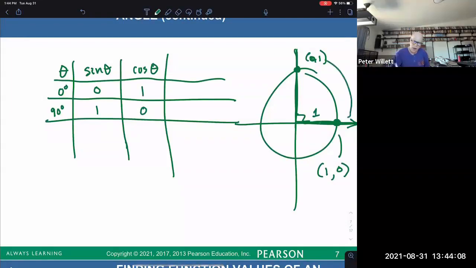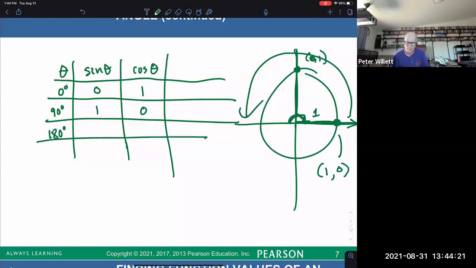Let's say I go halfway around the circle and I have a straight line. So my angle is a straight line angle. That would be 180 degrees. Then I'm at this point over here on the unit circle. Now I've moved over to the left. So x is now over at -1, and I'm right on the x-axis, so y is 0. So what is sine of 180 degrees? The y value is 0. What is cosine of 180 degrees? The x value, which is now -1.